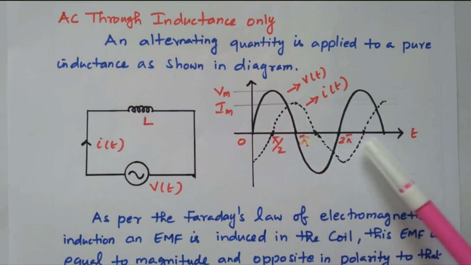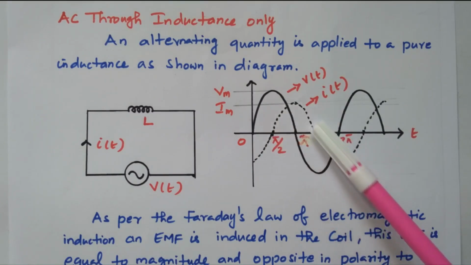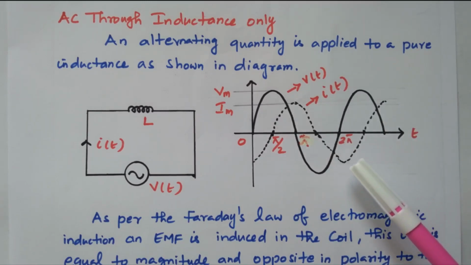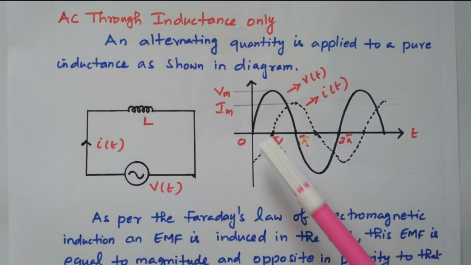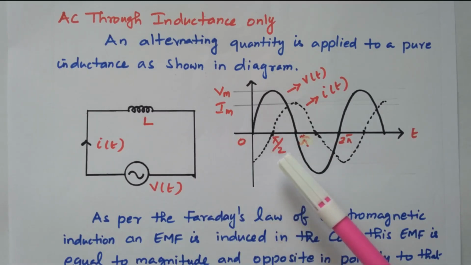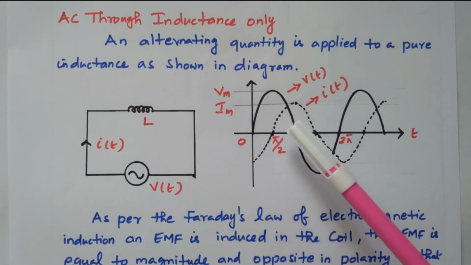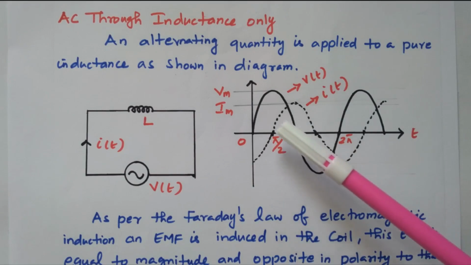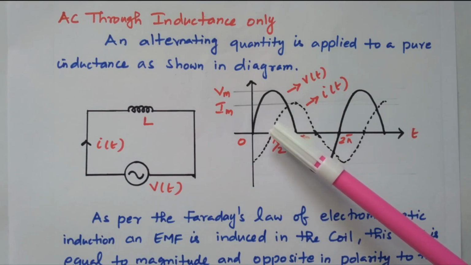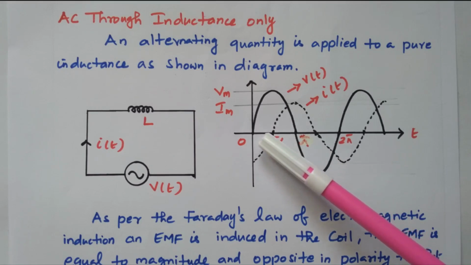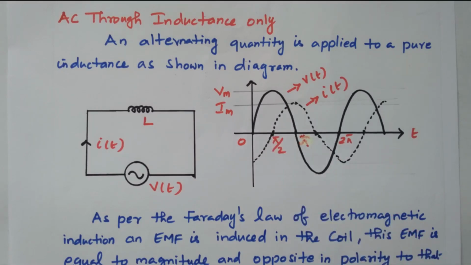So this is the current waveform. It starts only at 90 degree. The dotted line indicates the waveform of the current. So there is a phase difference of 90 degree. So this is Im. Now we'll see how the current is lagging. What is the proof for that? By analyzing the equation, we will see how the current is lagged behind the voltage by 90 degree.